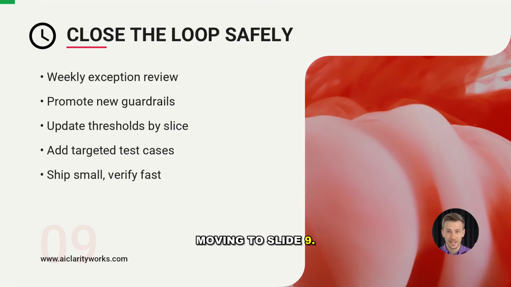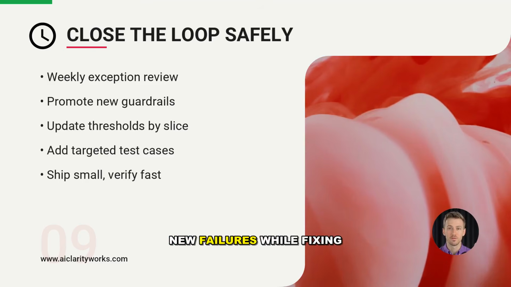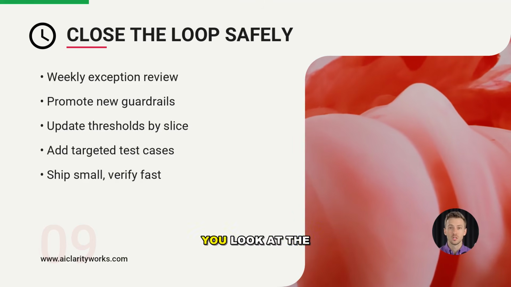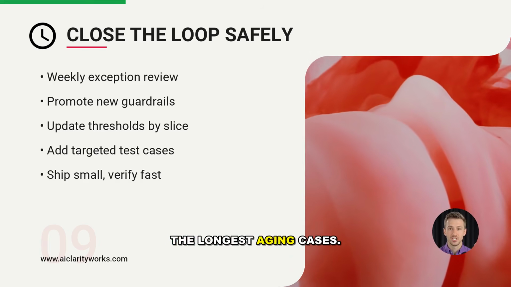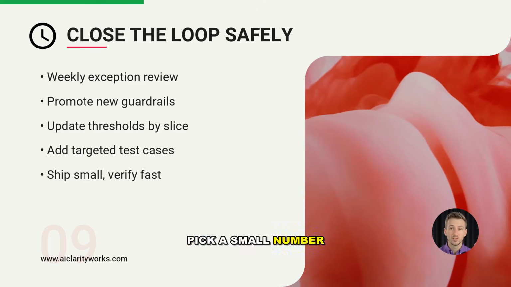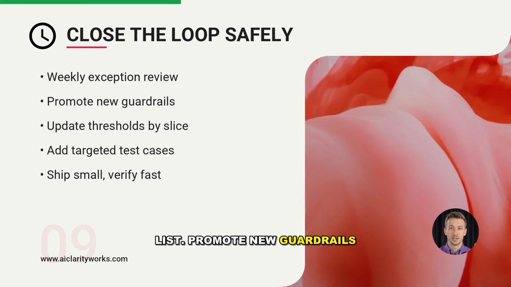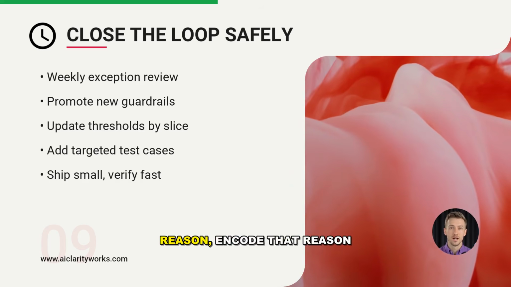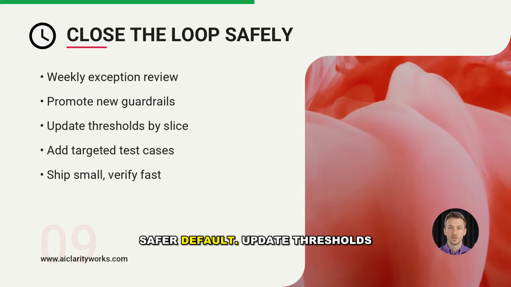Moving to slide 9. Closing the loop is where teams accidentally create new failures while fixing old ones. Set a weekly exception review, where you look at the top reason codes, the highest risk classes, and the longest aging cases. Pick a small number of changes to ship, not a long wish list. Promote new guardrails carefully. If humans keep overriding for the same reason, encode that reason as a rule, a UI constraint, or a safer default.